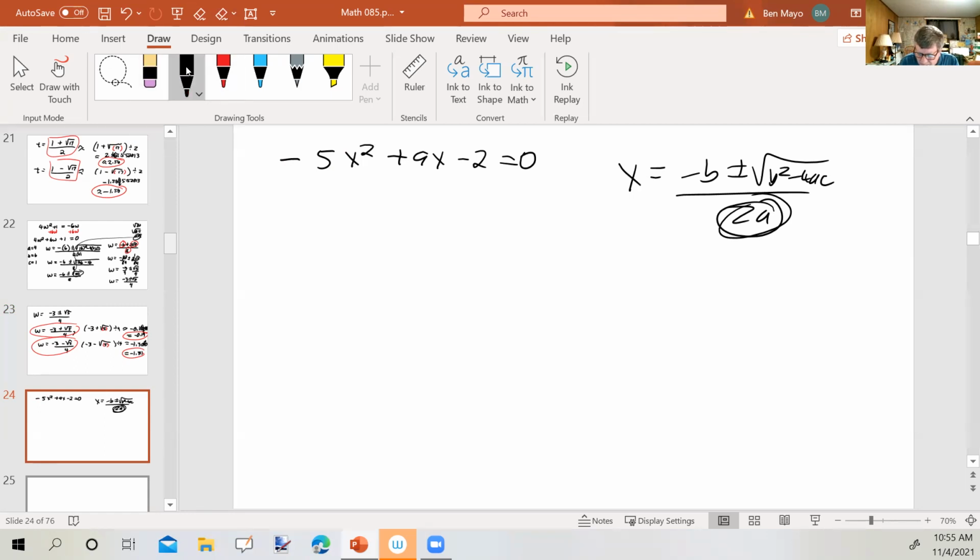Well, I could move everything to the other side of the equation, or I could just multiply both sides by -1, which would give me 5x squared minus 9x plus 2 equals 0. And then from there, a is 5, b is -9, and c is 2. So there's a way you can get your leading coefficient to be positive if necessary.